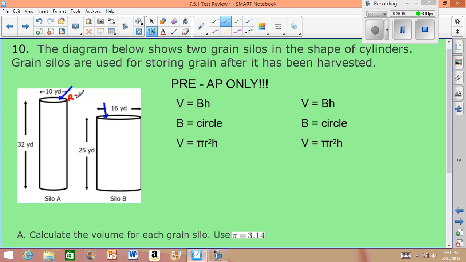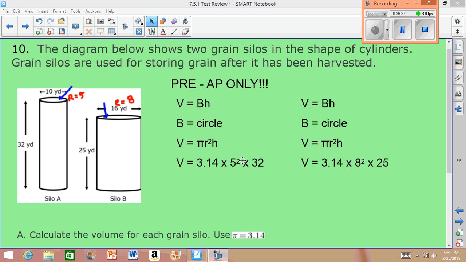So our radius for our first one is going to be 5, and our radius, when I take half of 16, is going to be 8. Okay. The question like this that you're seeing on number 10, remember that you would be able to use a calculator to do the calculations. So we're going to go substituting our numbers for each of the cylinder.